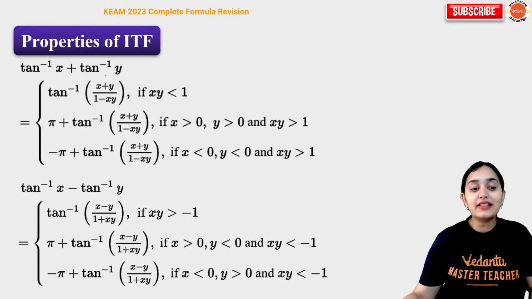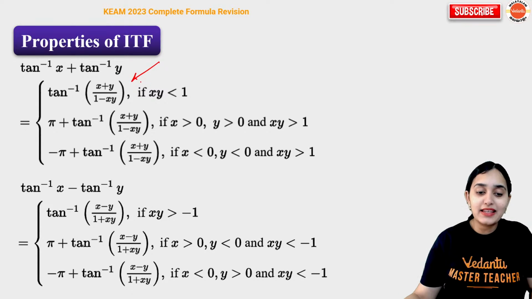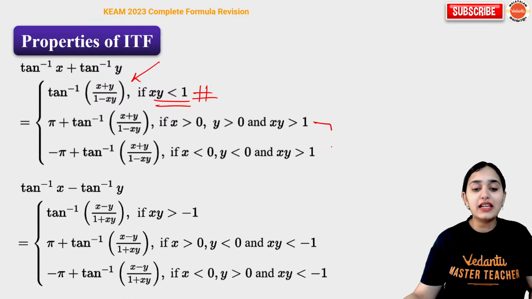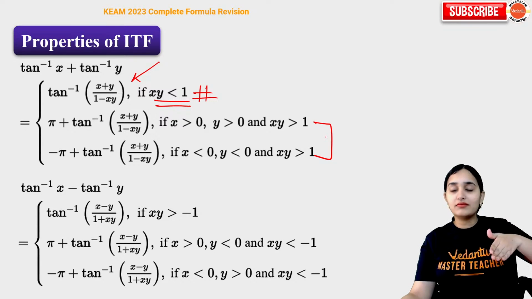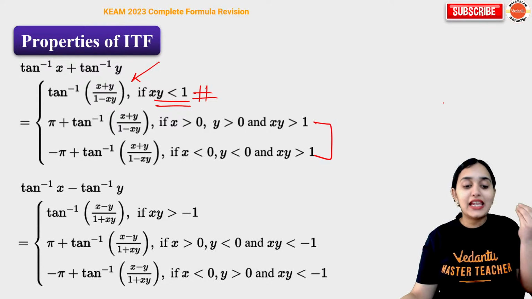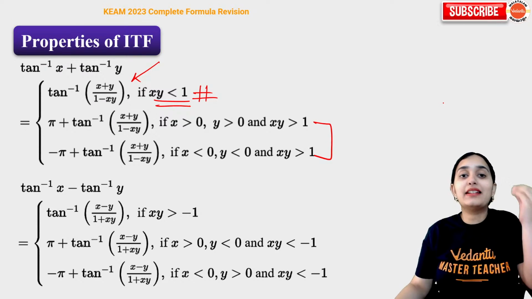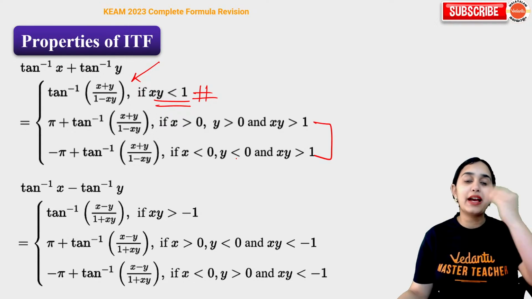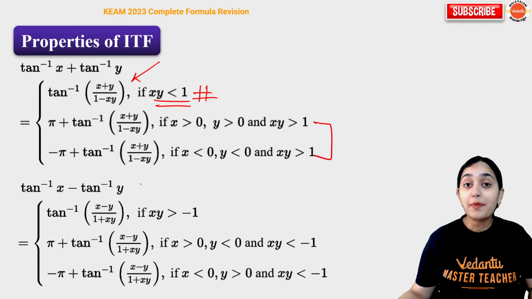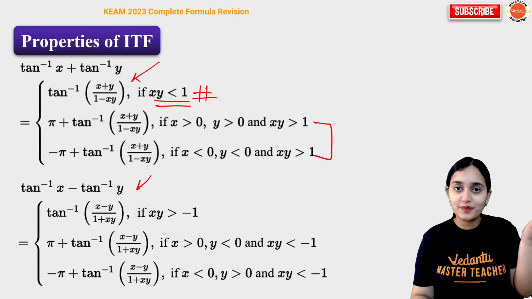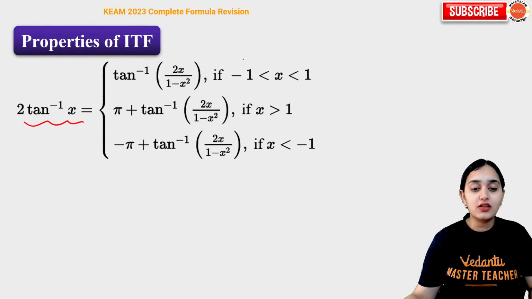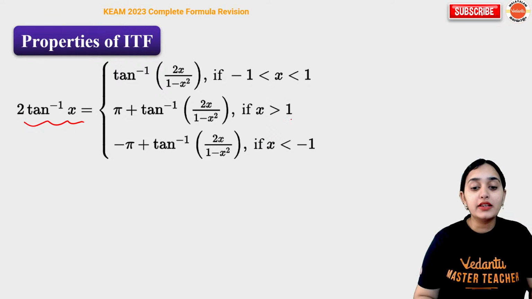Lastly, tan inverse x plus tan inverse y is this if xy is less than 1. Now this formula is used. These two are not generally asked. Keam will not ask you in such details, but I have written here because I want to give you guys everything possible. It is up to you how much you can memorize, right? Similarly, 2 tan inverse x also will depend on the value of x.